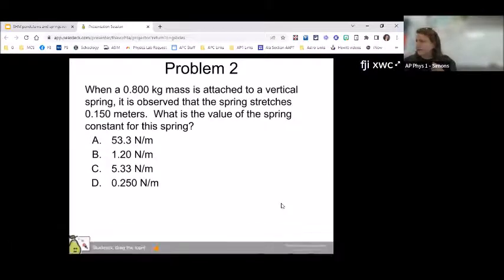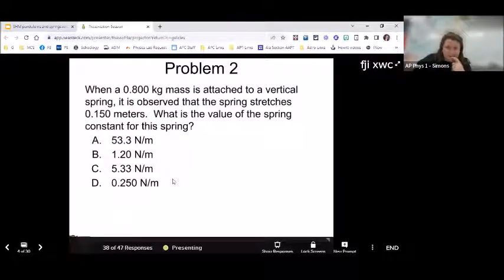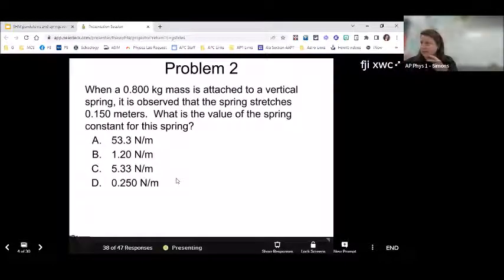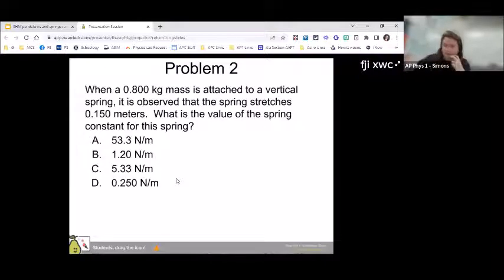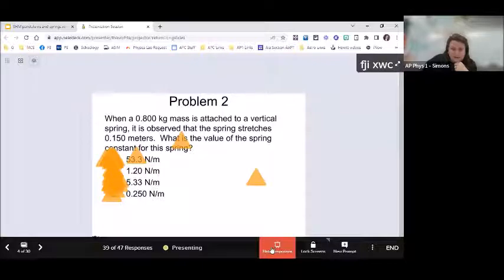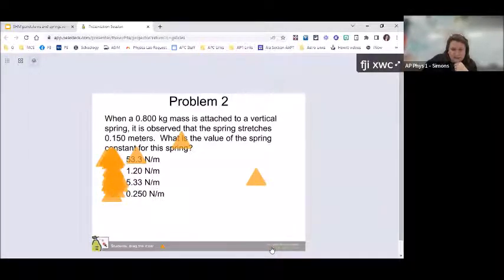Okay, still a few more responses that we're waiting on. So take that orange triangle, put it where you think it needs to go. All right, let's see how we're doing. We're still spread out. A whole bunch of people said A, B, and C. A few people said D.